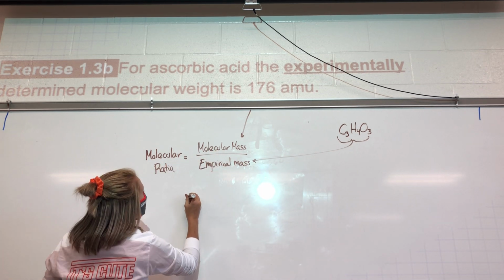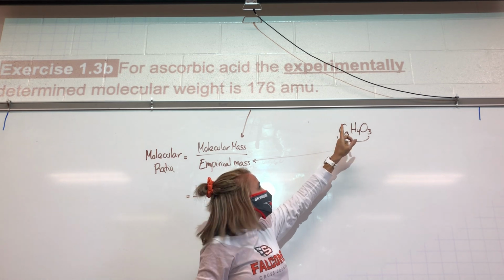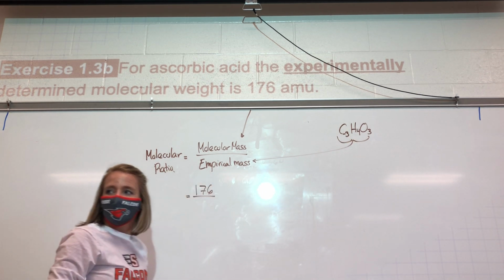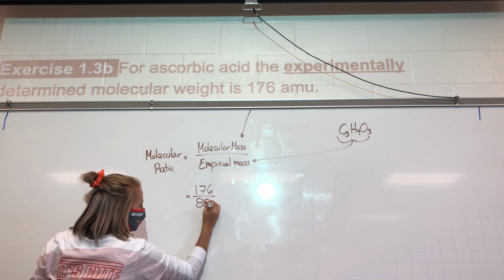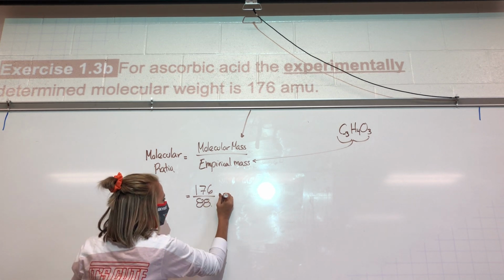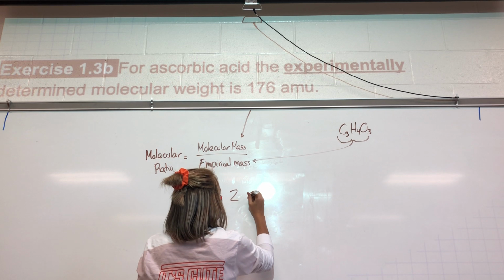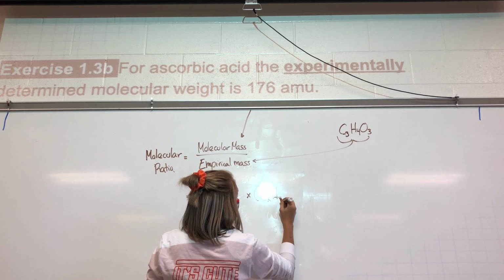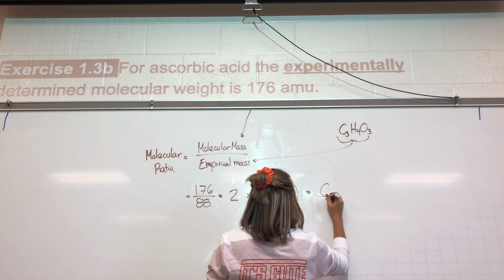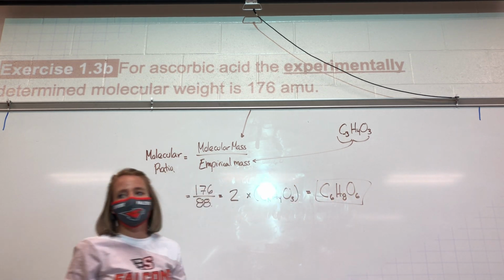Okay, so molecular mass is 176. When I add all this up, so we're going to add up 3 carbons, 4 hydrogens, 3 oxygens, we get 88 point something. That's just molar mass stuff, right? Which, if I divide these two, I get an answer of 2. Good, yep, so then 2 times the formula. So we get C6H8O6. And that's what ascorbic acid is.